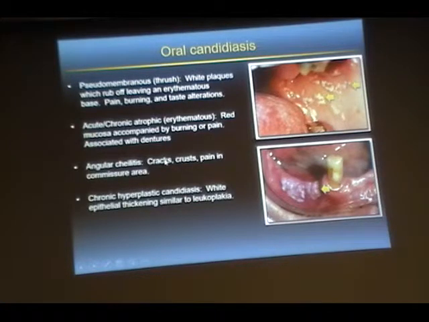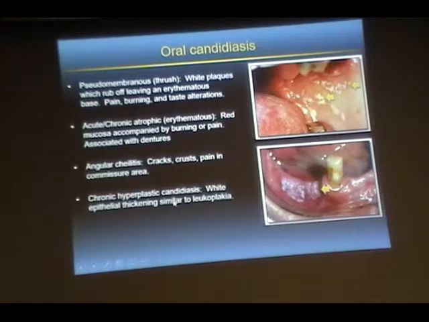And angular cheilitis is an infection caused by Candida on the cracks and crusts in the commissure area where the two lips join. In developing countries, a lot of kids have angular cheilitis Candida because of malnutrition, and that is usually seen in the commissure area, where there are cracks and crusts and white patches.